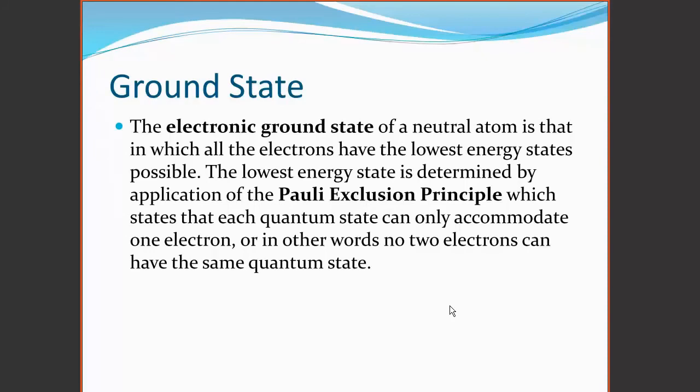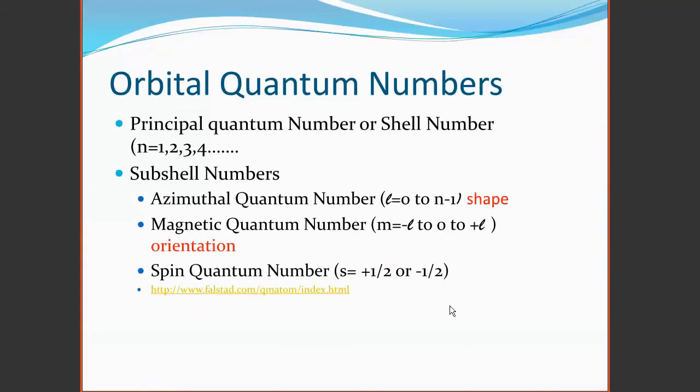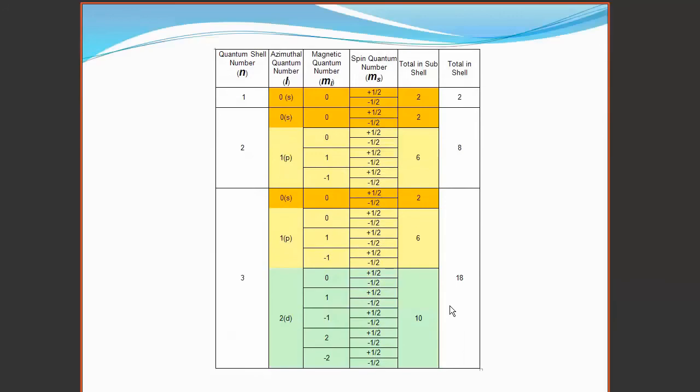The ground state of a neutral atom is that in which all the electrons have the lowest energy states possible. In order to calculate the ground states, we will apply the Pauli exclusion principle in combination with the possible orbital quantum numbers. In this table, I have delineated the possible orbitals for different shells. Let's start with the quantum shell number n equals 1.